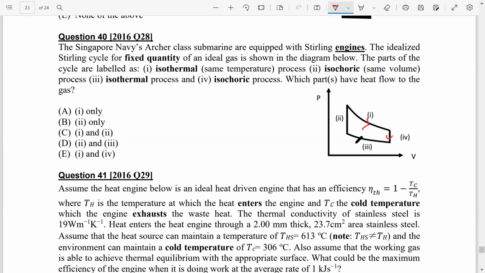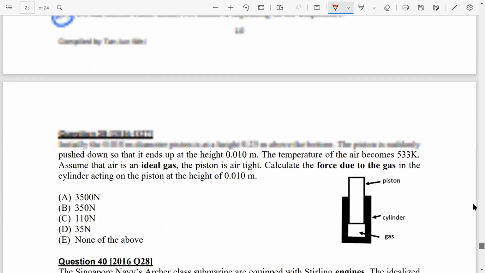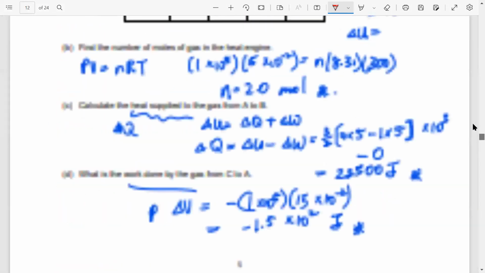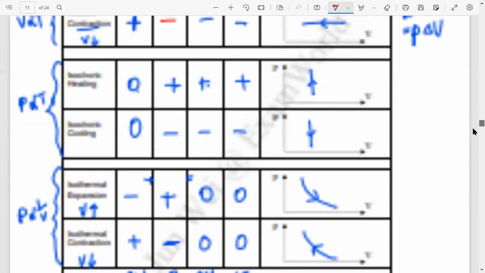So for this case, you should have a clockwise cycle because we need the net work done by the system to be positive. Okay, so for this one, you can actually go recap on, or I'm just a bit lazy, I'll just show you what we have done earlier. You can recap on this page.